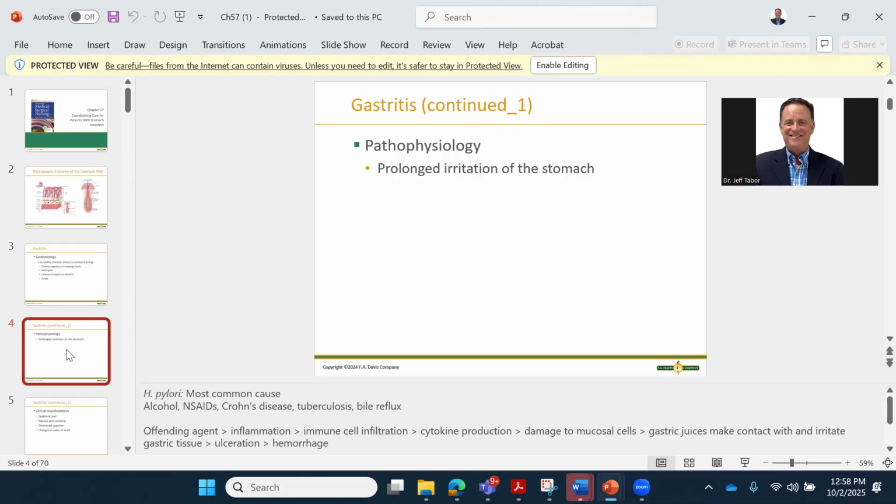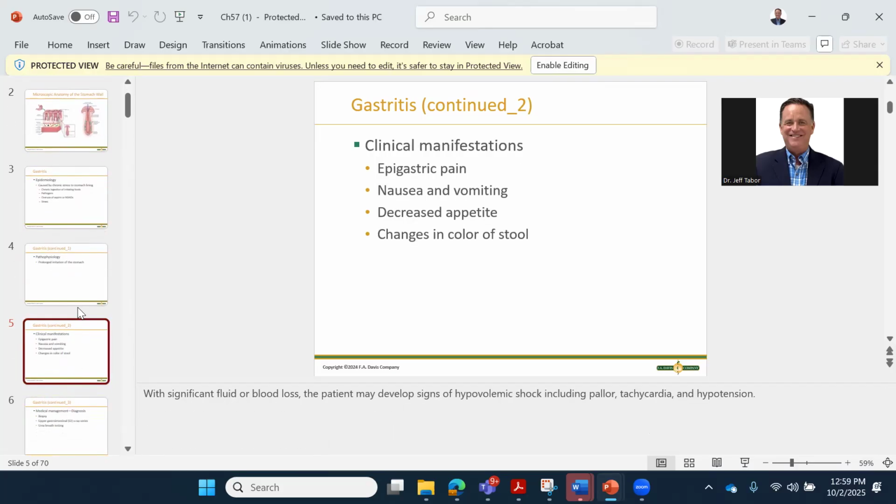So, gastritis again is caused by E. coli. NSAIDs, but there could be other things that could cause gastritis, including Crohn's disease, bile reflux, and even tuberculosis. And yes, there even can be extrapulmonary tuberculosis, which exists. And a lot of people only think about tuberculosis as being a lung disease, but it can affect other parts of your body as well. And of course, if a person has tuberculosis, they would test positive for acid fast bacilli.